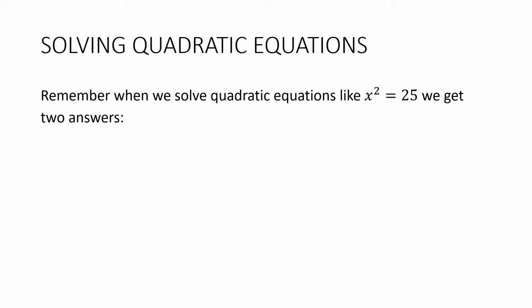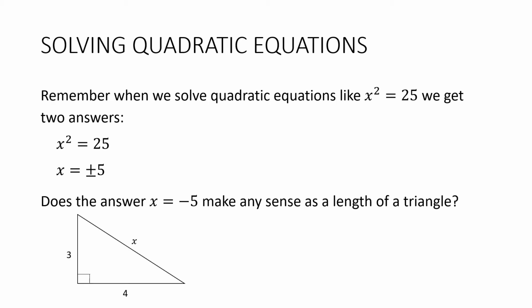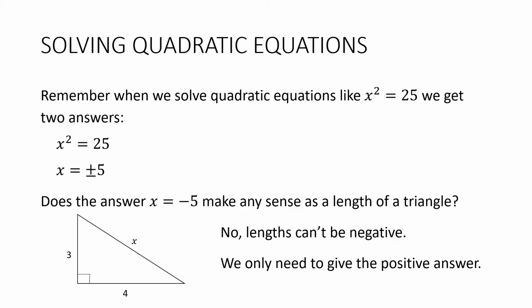Now hopefully you're saying to me, but hang on, you said that when we solve quadratic equations like x squared equals 25, we get two answers. X squared equals 25, do the square root of both sides. X could be plus 5 or minus 5. But here's the thing, does the answer x equals negative 5 make any sense as the length of a side in a triangle? It doesn't, does it? And this happens over and over again in mathematics. Theoretically, we have two answers, plus or minus 5, but in real life, there's only one. Lengths can't be negative. We only need to give the positive answer.